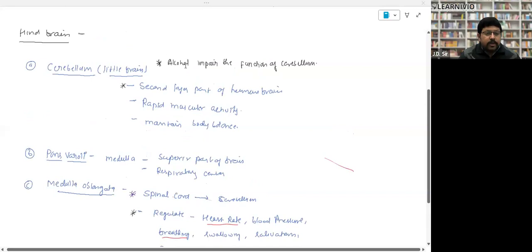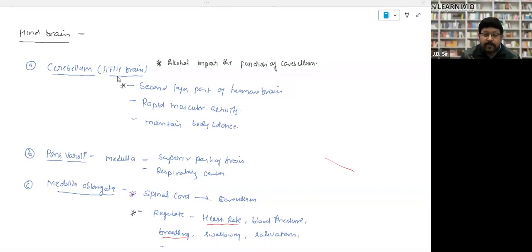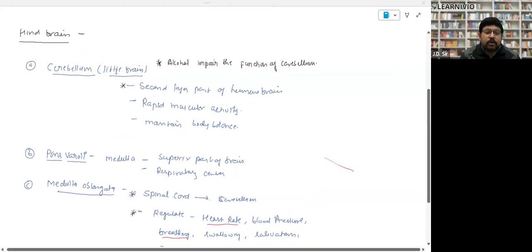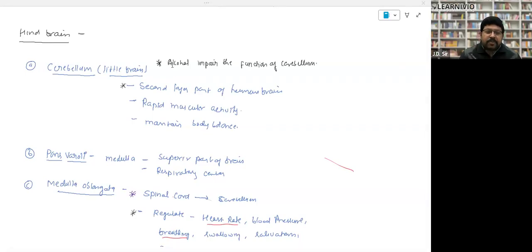Then come to the hindbrain. So hindbrain again has three parts: cerebellum, the part which looks like a flower, and pons varolii and medulla oblongata. Medulla oblongata connects with the backbone. So cerebellum is called the little brain, right? Alcohol impairs the function of the cerebellum. So that's why a person who has taken alcohol, his or her balance gets disturbed, right? He or she can't drive well and all that, right?